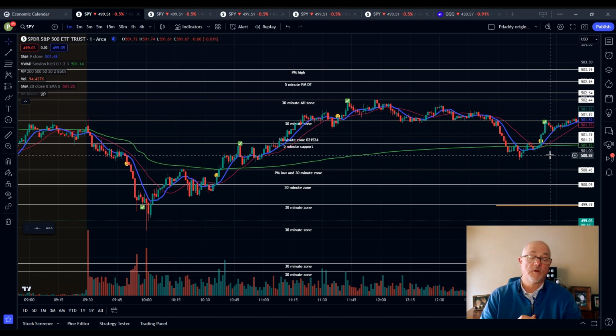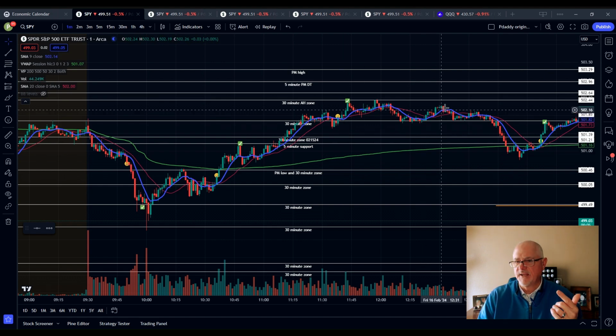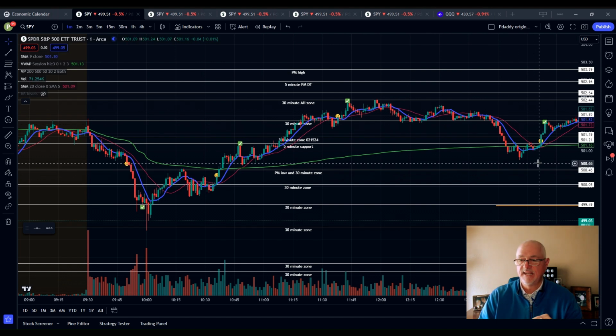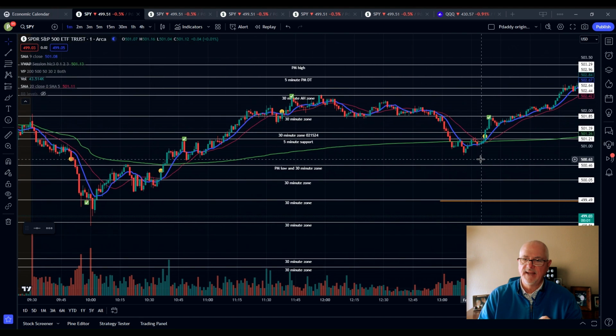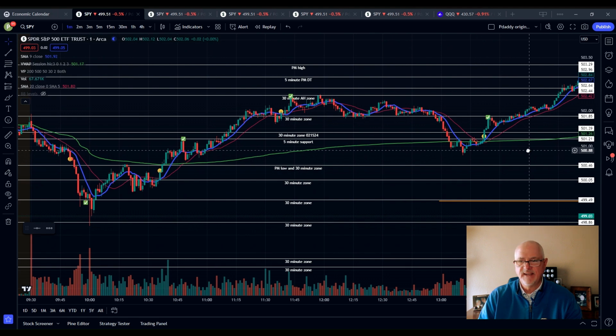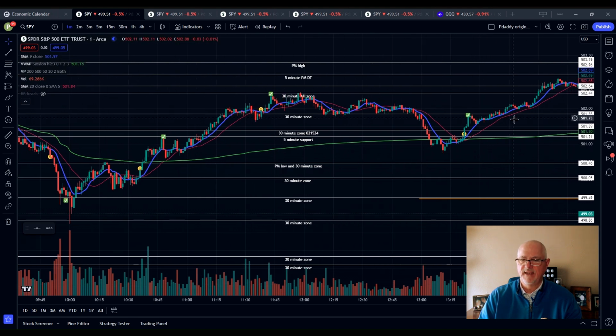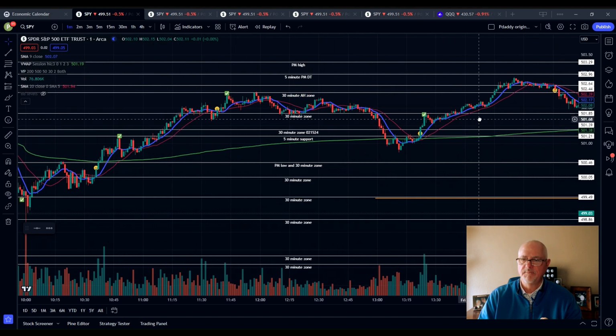If you can take 4, 5, 6 50-cent plays throughout the day, oh my goodness, you're going to be in really, really good shape. So at any rate, cross up, had a cross down over here. Again, didn't take that play. Took this cross to the upside and again, did not let this thing play out. Did not.